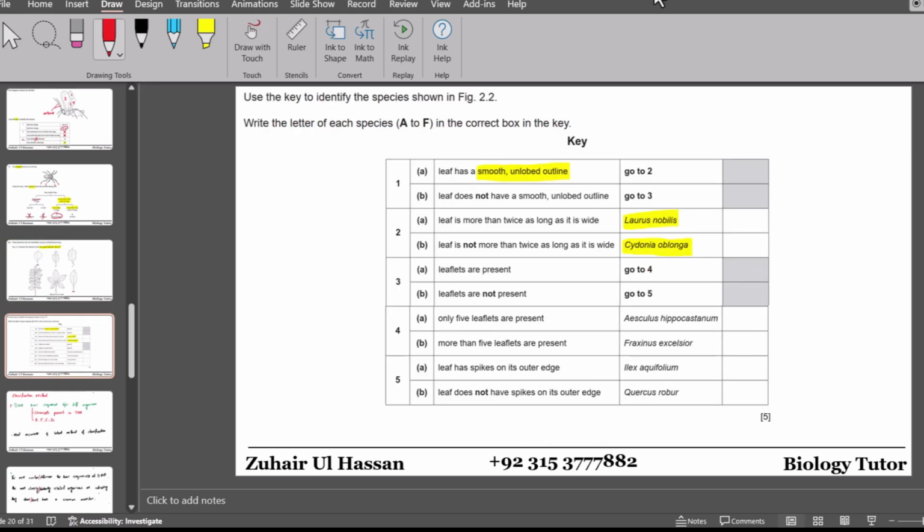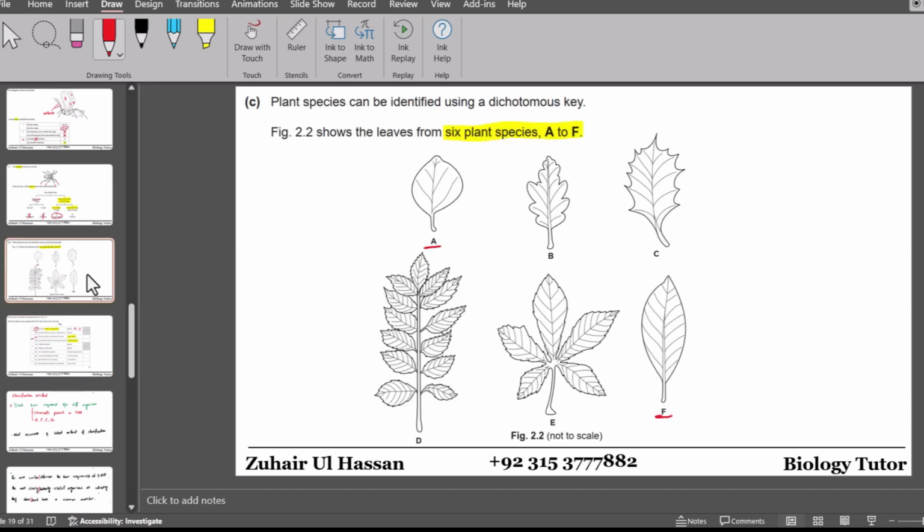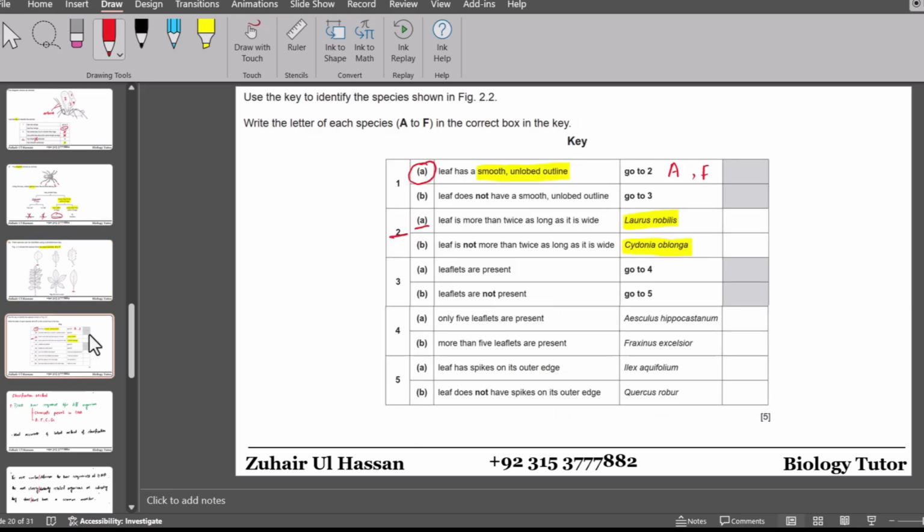You can also write the name of those species here. So A and F are having smooth and unlobed outline. So that we will only be specifying to A and F species while talking about the A part of statement number 1. So it says go to 2. So here we are at the statement at the feature number 2, and first statement of feature 2 says leaf is more than twice as long as it is wide. So between species A and F, there is a plant species whose leaf is more than twice as long as it is wide. So if you talk about the diagrams that are there, so the species F is more than twice as long as it is wide. So the name of F species would be this particular scientific name.